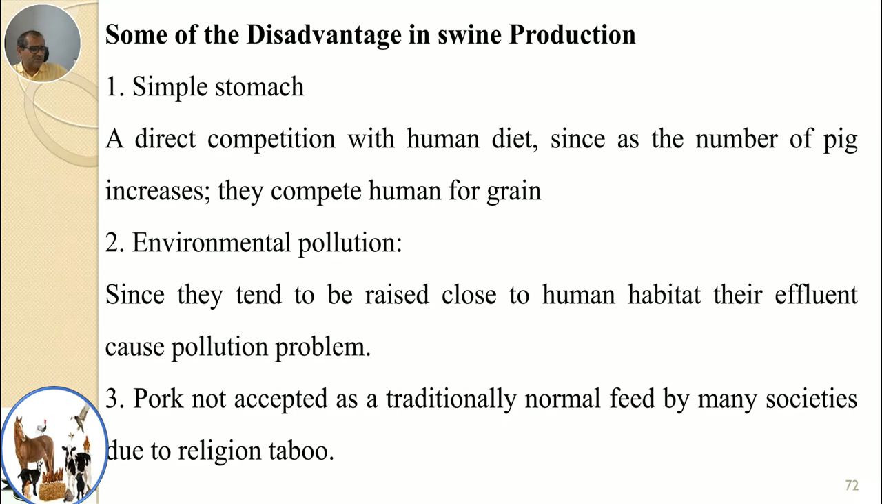As usual, every system has its own advantages and disadvantages. The disadvantage of swine production, number one, is that pigs are simple-stomach animals. They cannot digest grass, leaves or any fiber, and they are in direct competition with the human diet, because they are simple-stomach animals and humans are also simple-stomach animals. As the number of pigs increases, they compete with humans for food grain, whereas cattle, sheep and goat do not compete with humans for food.